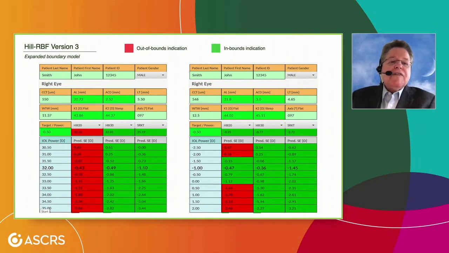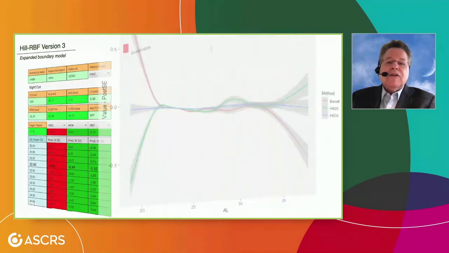Now let's compare version 3 to version 2, and we're going to look at 2 extreme examples. Here's a short eye, 20.72 millimeters, and you can see with version 2, the calculation wasn't even possible, whereas with version 3, every single one of the refractive options comes up as inbounds. So what we've done is we've greatly expanded the boundary model and given each of us a little bit more options. And here we are for a very long eye, almost 32 millimeters. And you can see whereas version 2 had some limitations, version 3 is greatly expanded for the refractive outcome.